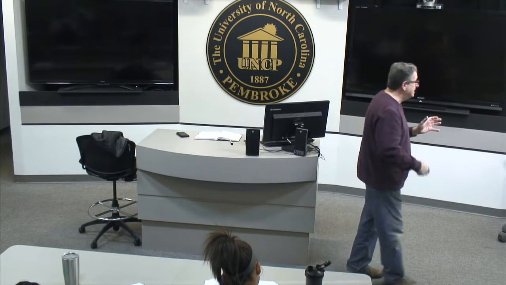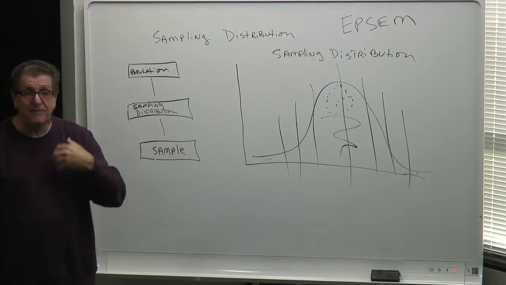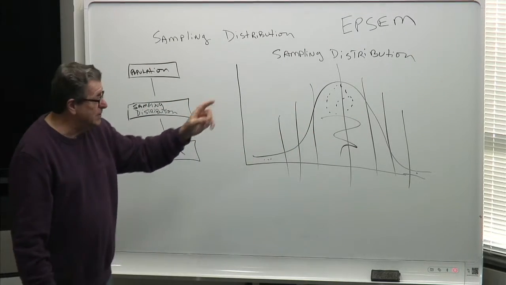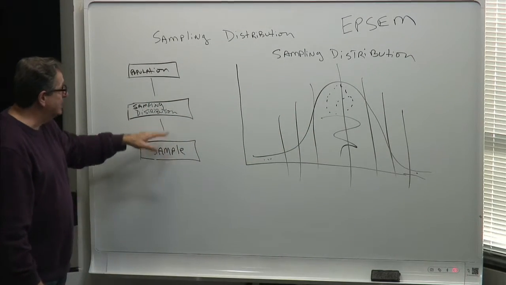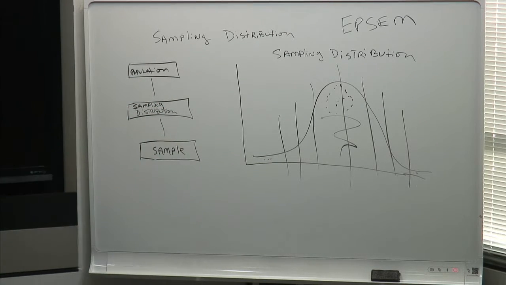So the two things that we need to worry about are that the samples are picked randomly and that the sample size is big enough, right? That the samples are picked through EPSEM and that the sample sizes are big enough. If we meet those two criteria, then we know that we can apply the laws of probability. If we can apply the laws of probability, we can then work with the sampling distribution in order to try to understand how accurate a representation of the population our sample finding is.